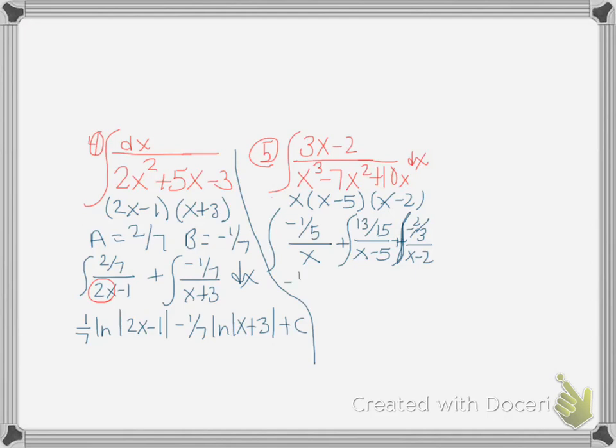Solution: negative 1/5 natural log of the absolute value of x plus 13/15 natural log of the absolute value of x minus 5 minus 2/3 natural log of the absolute value of x minus 2. Add your constant. Sorry, I ran out of room. I probably should have written these separately, but I tried to make it fit on one screen for you all. Those were your you-dos.